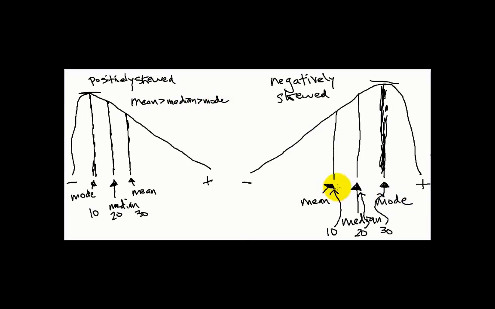In a negatively skewed distribution, it's the opposite. Notice that the mode is the biggest at 30, followed by the median at 20, and then the mean at 10. So here we have mode greater than median, which is greater than the mean. Okay, that's it for positively skewed and negatively skewed distributions. This shows the relationship between the three measures of central tendency.